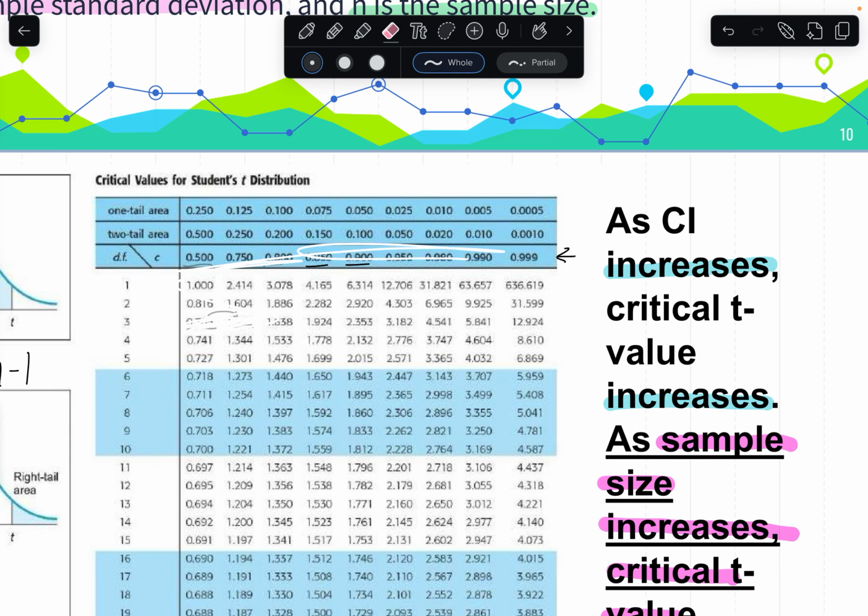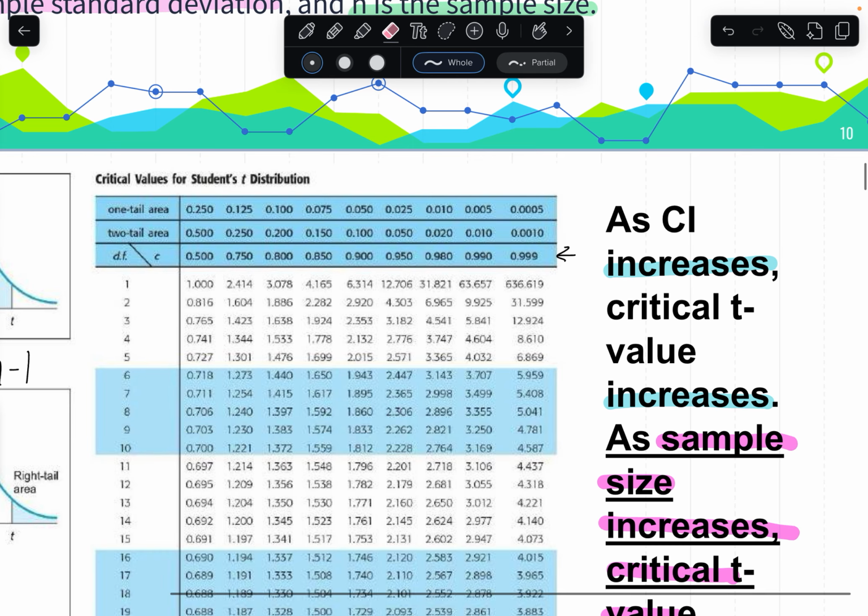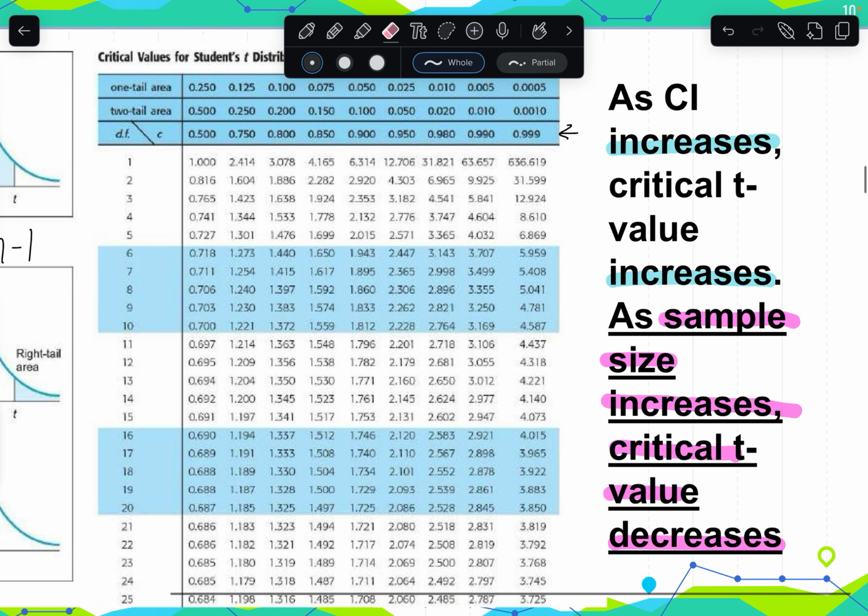Okay, let's look at the other one. All right, highlighted here in that wonderful pink, as the sample size increases, the critical t-value decreases. Okay?